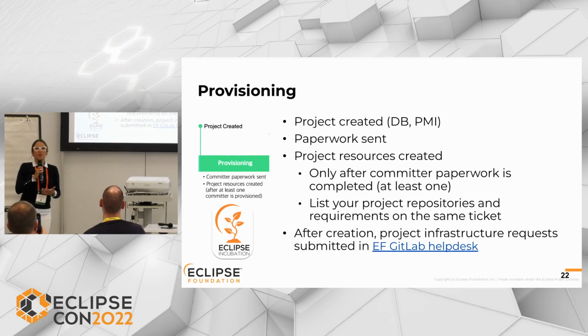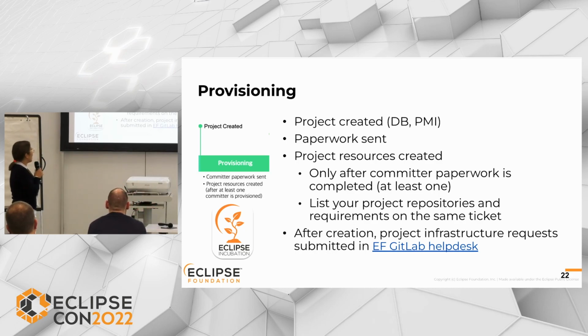We will send the committer paperwork to committers, and we will ask the webmaster team to start the project provisioning phase. Please notice that we do not allocate project resources until at least one committer has completed the entire paperwork flow, okay? So please, when you receive this email, you will have to receive something in your email. If you don't, reach out directly to us and complete this as soon as possible so your project starts working, right?